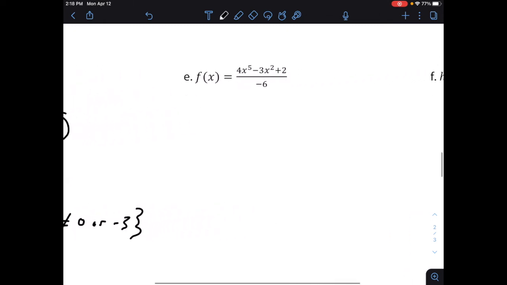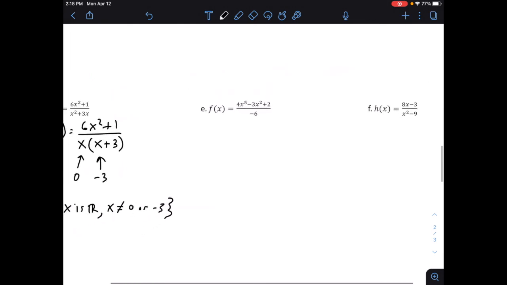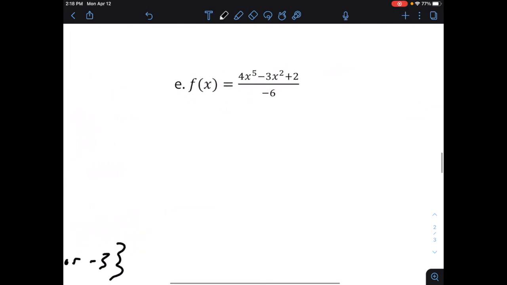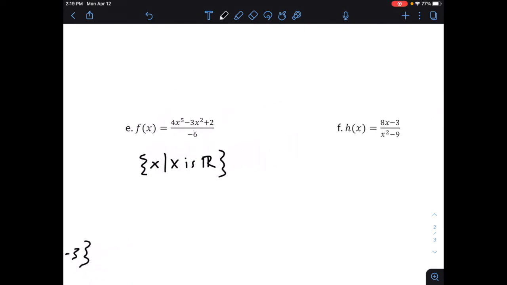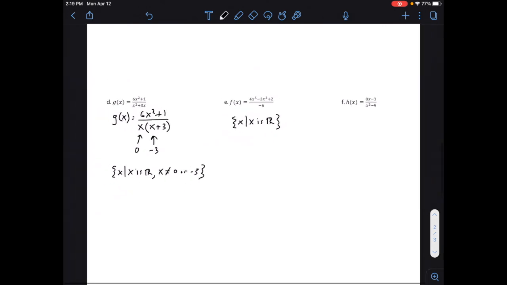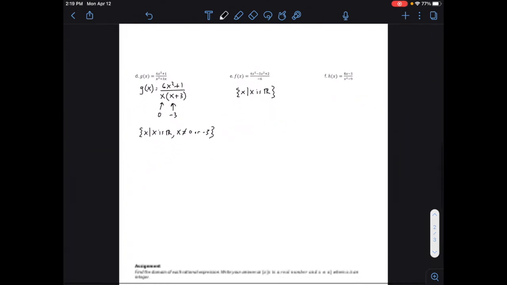All right, the next one, we go back to one that's pretty straightforward and simple because there's just a number in the denominator. So my domain is x such that x is real. So it's all real numbers, essentially. I can plug in any single number into this function because there's nothing that'll make the denominator 0. All right, and then what do we have? Just one more? Yeah, just one more.